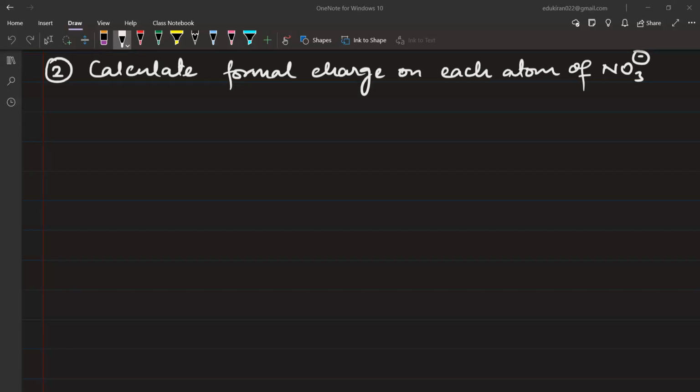You have calculated this for what? Yes, Martin. What have you calculated? I mean, which atom? Nitrogen. You have to show that you are writing for nitrogen.